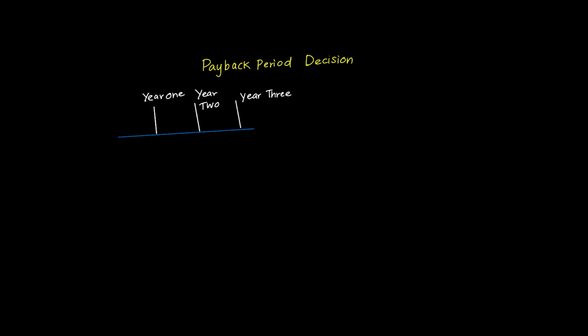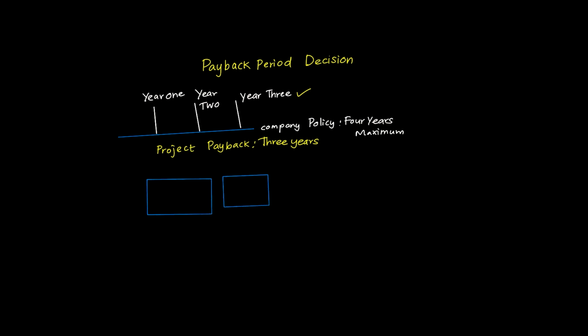Here's a straightforward application of the payback period decision rule. A retail company is considering an expansion project. They've calculated that this project has a payback period of 3 years, meaning it will take 3 years to recover the initial investment through cash inflows. Now, the company has a policy that all projects must have payback periods of 4 years or less. The question is simple. Does this project meet the criteria?